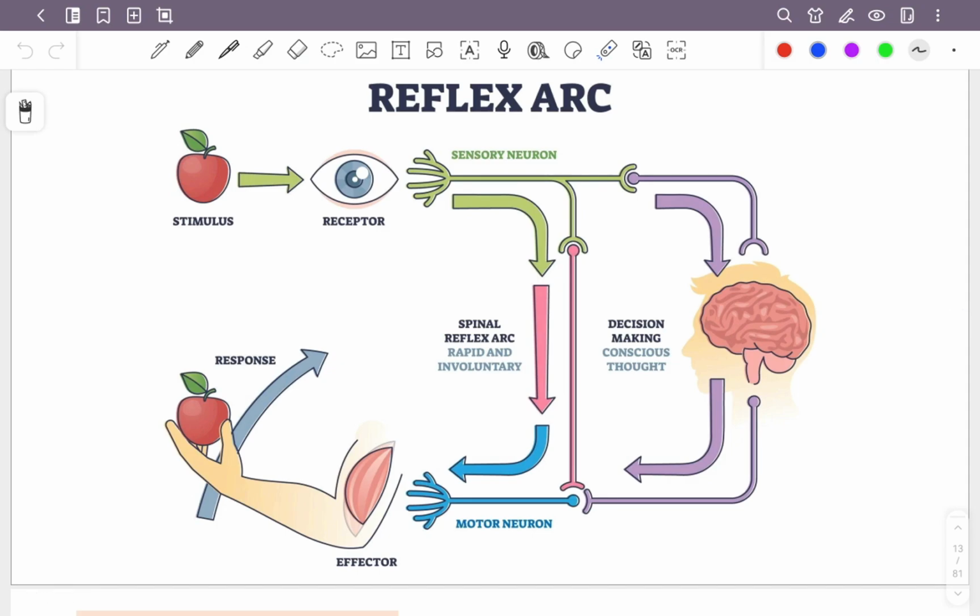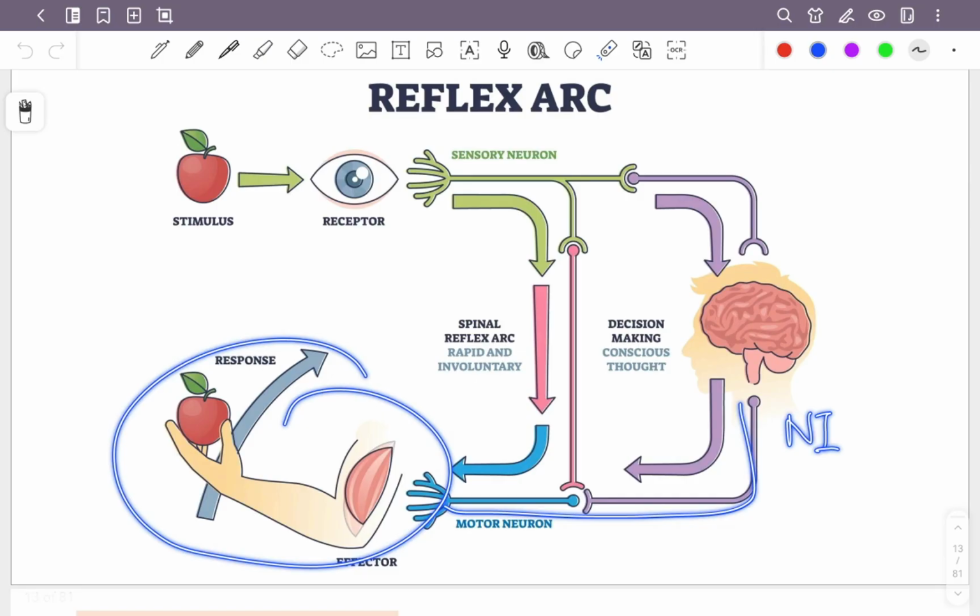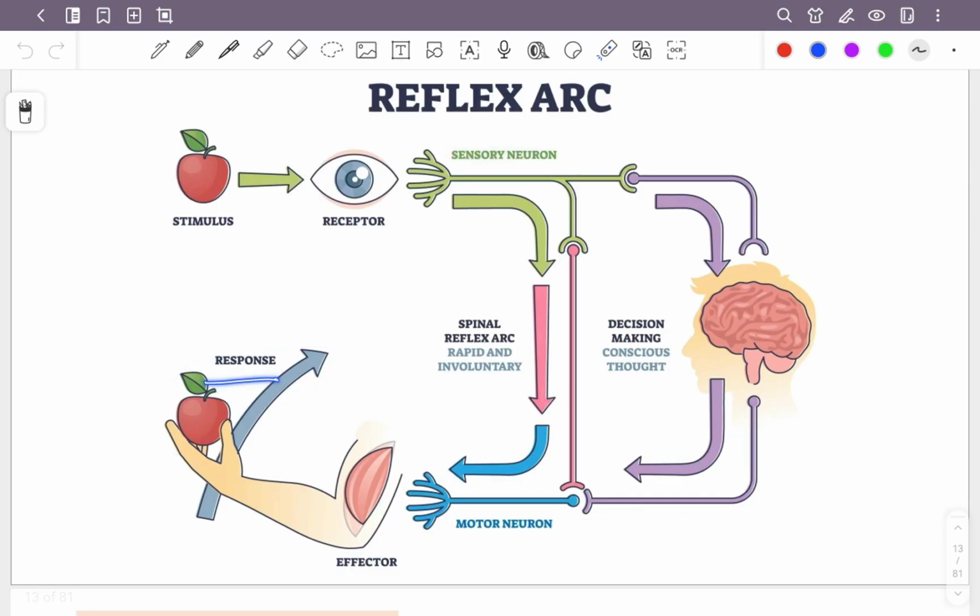Okay, now I see an apple. Should I eat it? Am I hungry? Now let's say yes, I'm hungry, I want to eat the apple. What happened? It sent another nerve impulse to your hand. So your hand is going to carry out response. What is the response? It's going to grab the apple. Understand?